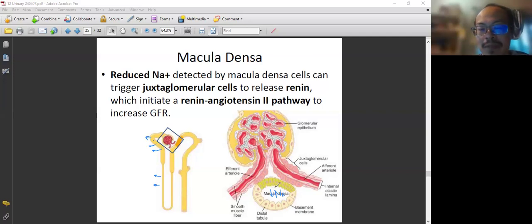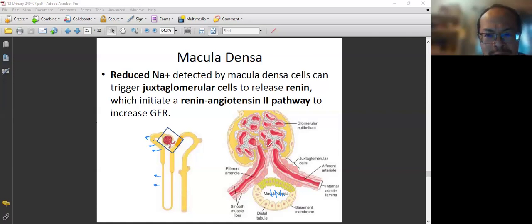And then the macula densa will need to do something because, man, today we just don't have a lot going on here. And we've got to increase filtration. We've got to push more into it because we don't have a lot here. And that's the job of the macula densa. And the macula densa is nearby the entrance, so they can tell our body to improve the filtration.